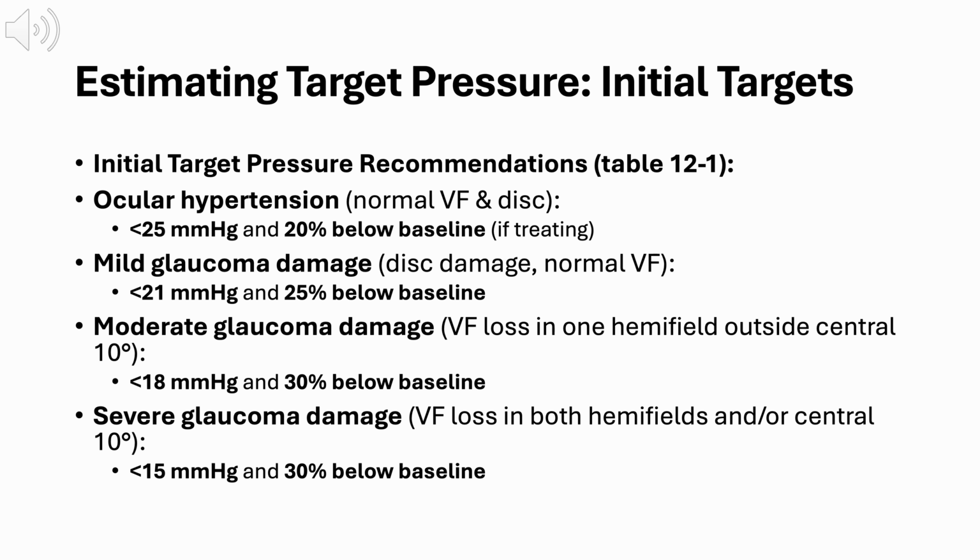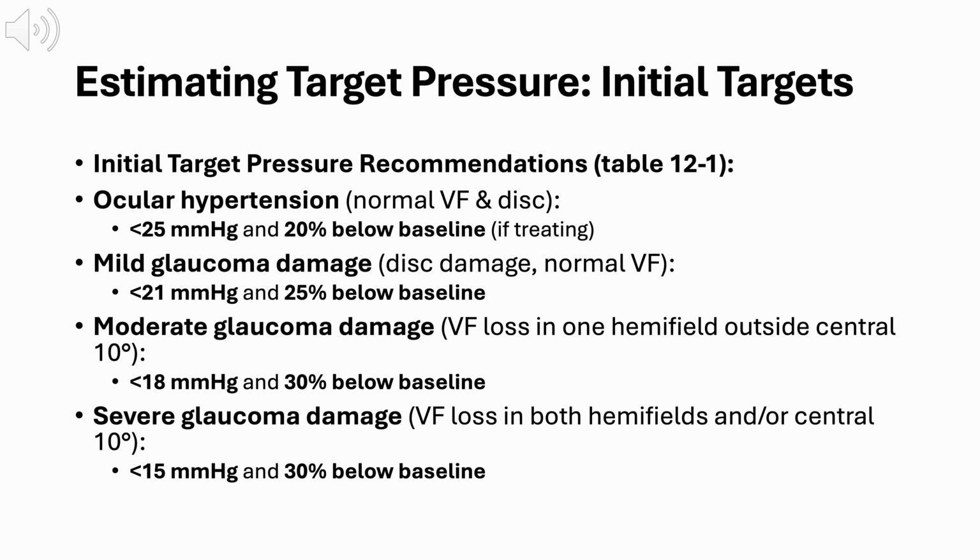In cases of mild glaucomatous damage, where there's disc change but a normal visual field, the target is typically below 21 millimeters of mercury and about 25% lower than baseline. As damage becomes moderate, with visual field loss in one hemifield outside the central 10 degrees, the target drops further, generally under 18 millimeters of mercury and around 30% below baseline. For severe glaucoma, where both hemifields or the central 10 degrees are involved, the recommended pressure goal is often under 15 millimeters of mercury, again about 30% below the patient's baseline.